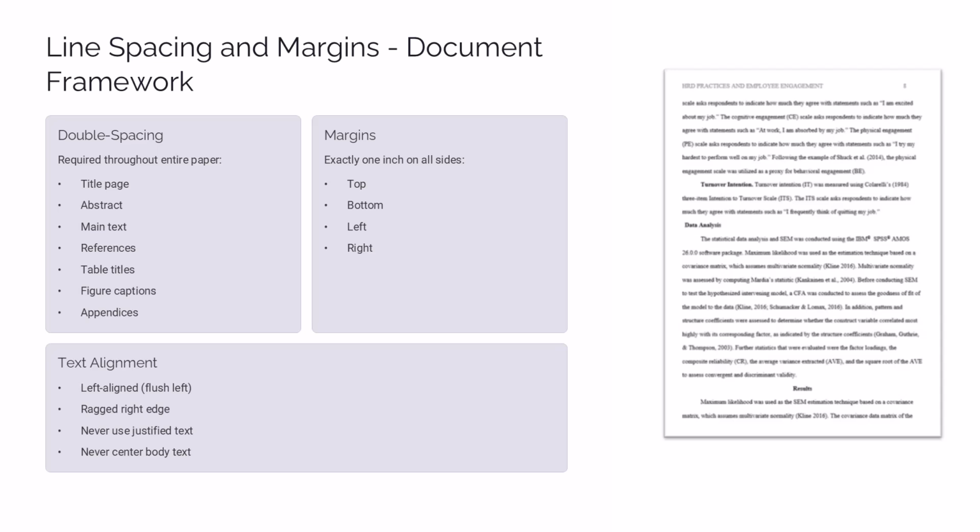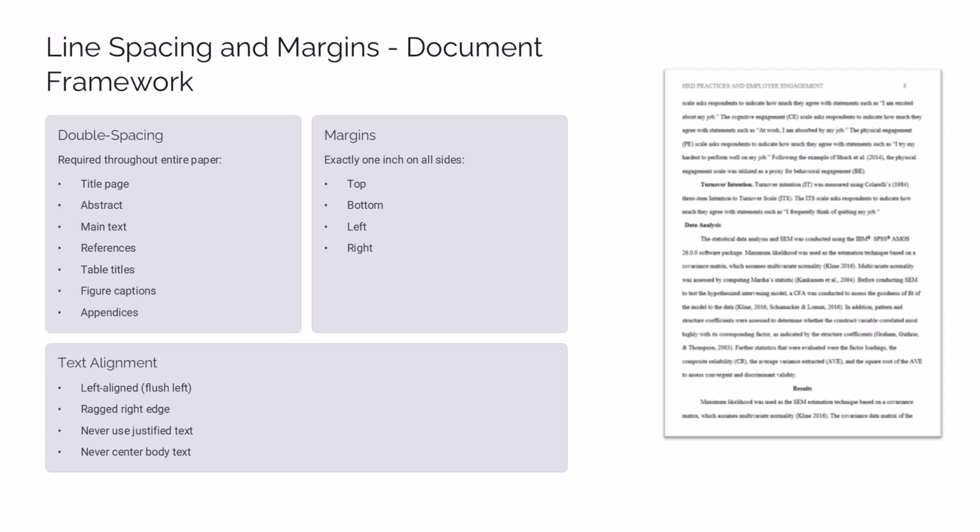Double spacing does not mean adding extra blank lines between paragraphs or sections. The double spacing itself provides adequate visual separation. Adding additional blank lines violates APA-style requirements and creates inconsistent spacing that can distract readers. Margins must be exactly 1 inch on all 4 sides, top, bottom, left, and right.